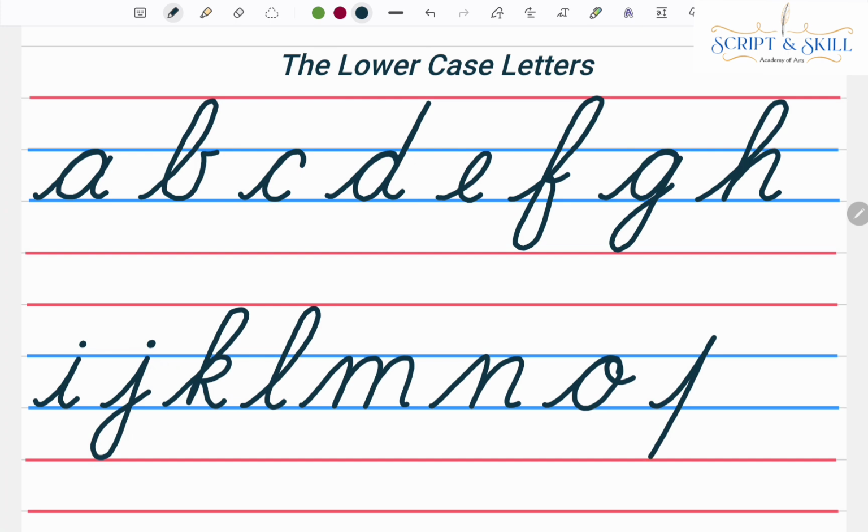So we have different ways of writing the same letter. You don't have to necessarily follow these exact steps, but we have slight variation, but the basic form remains the same.